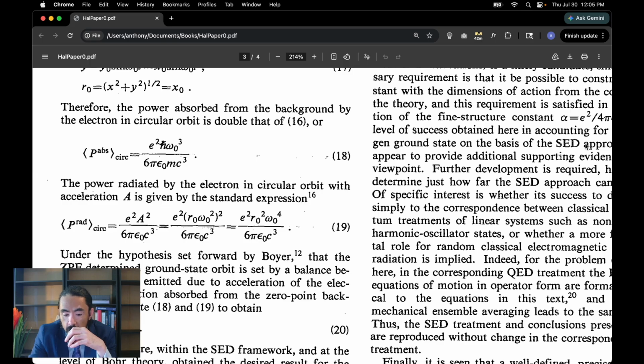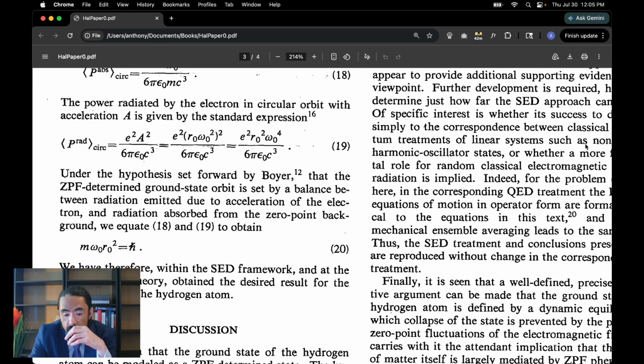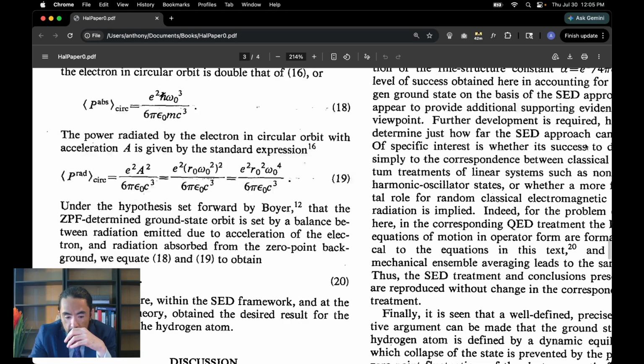Under the hypothesis set forward by Boyer that the ZPF determined ground state orbit is set by a balance between radiation emitted due to acceleration of the electron and radiation absorbed from the zero-point background, we equate equations 18 and 19 to obtain that m ω₀ r₀² is equal to ħ. We have therefore, within the SED framework and at the level of Bohr theory, obtained the desired result for the ground state of the hydrogen atom.